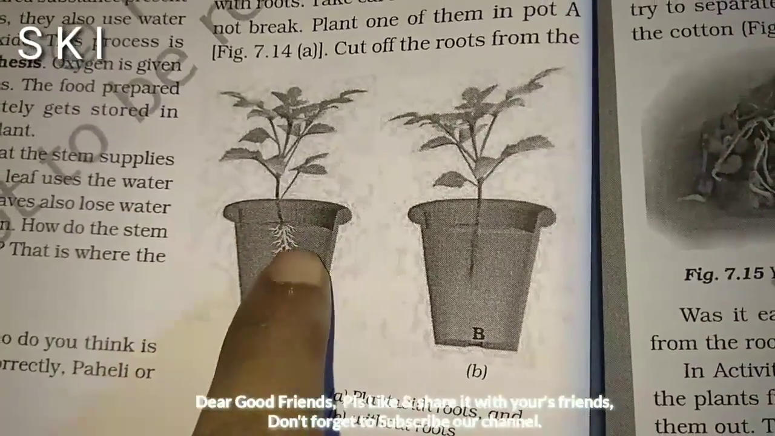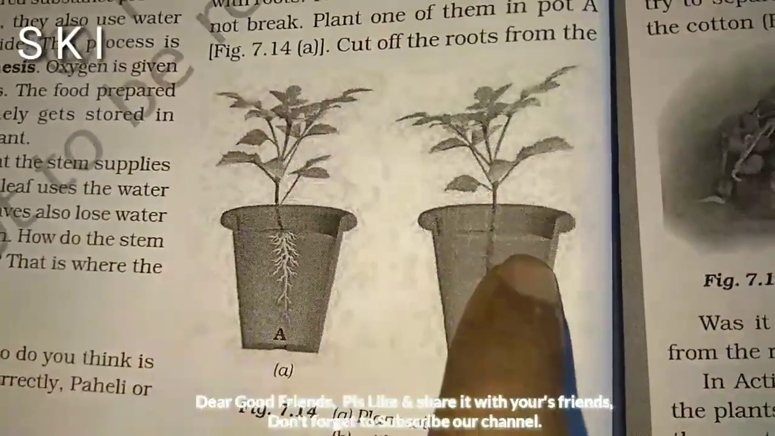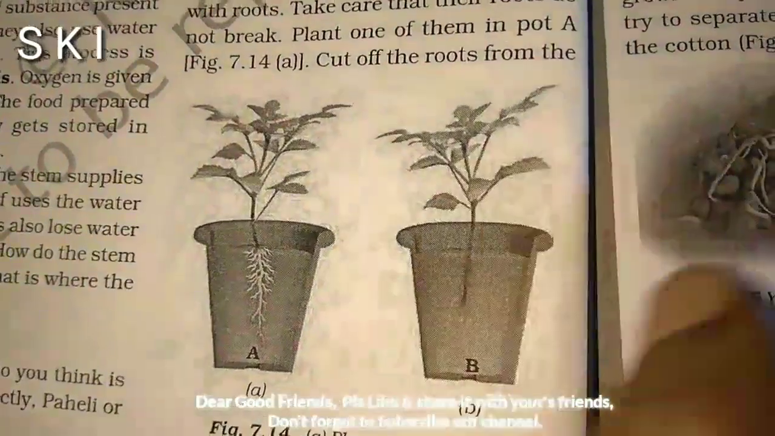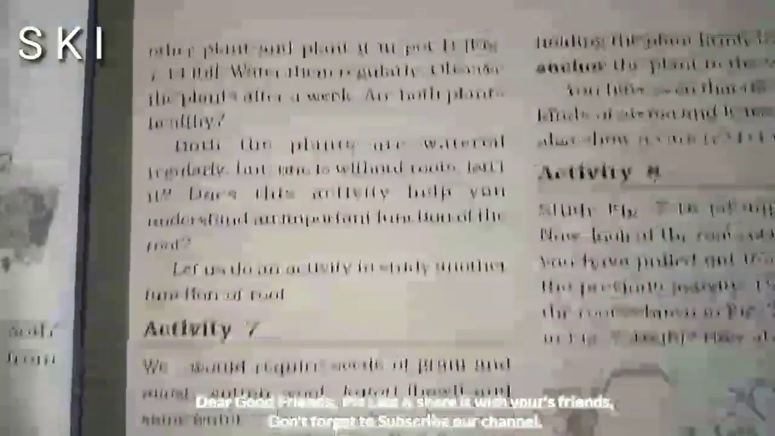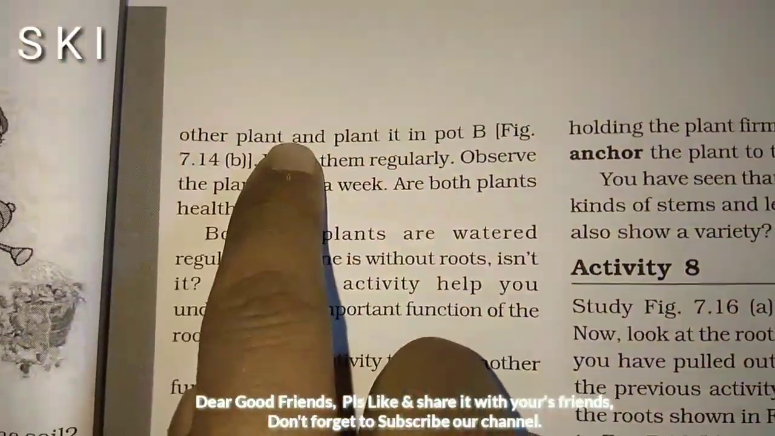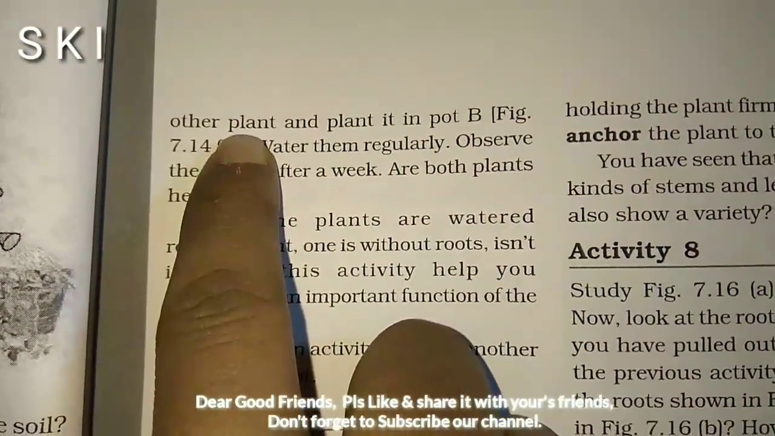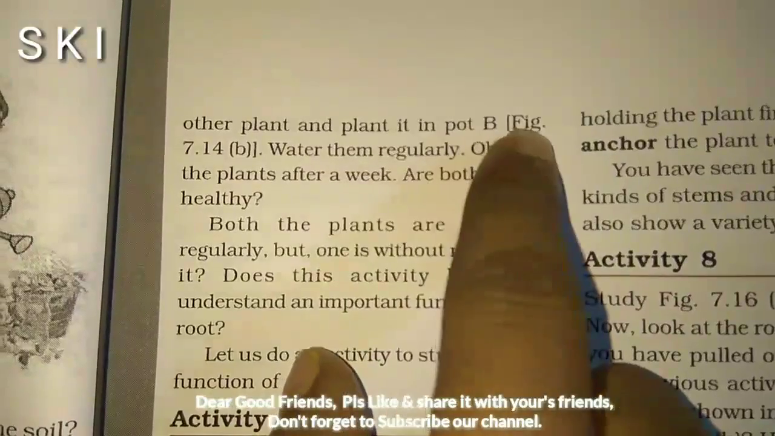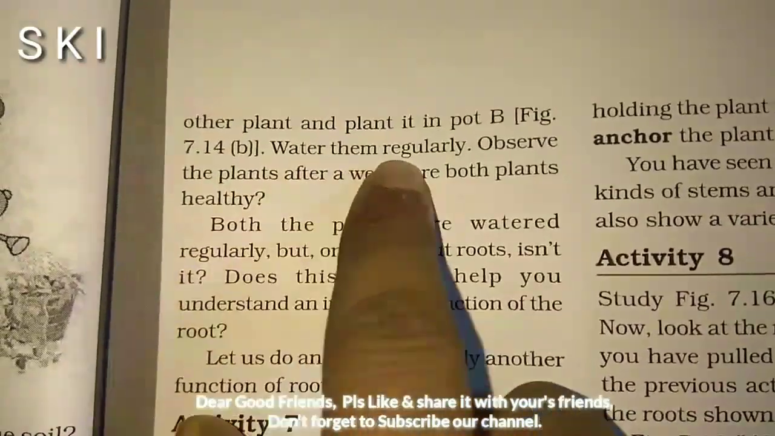This is a pot with a plant with a root system. This is a plant without a root system. Cut the roots from the other plant. Plant it in a pot B. Figure 7.14b. Water them regularly.